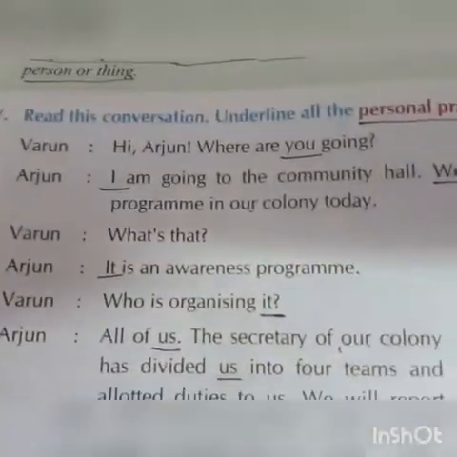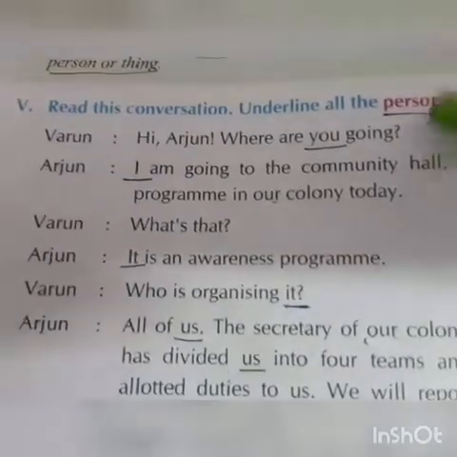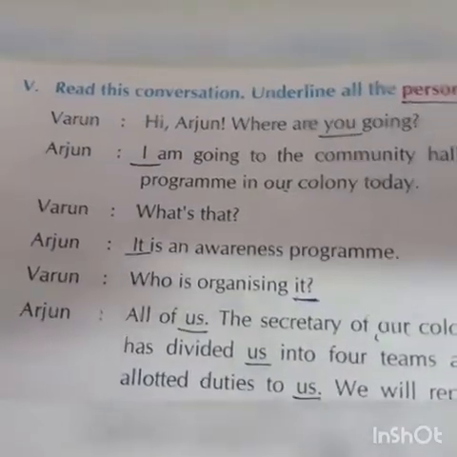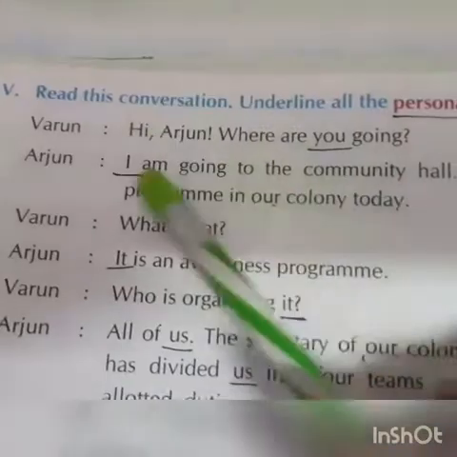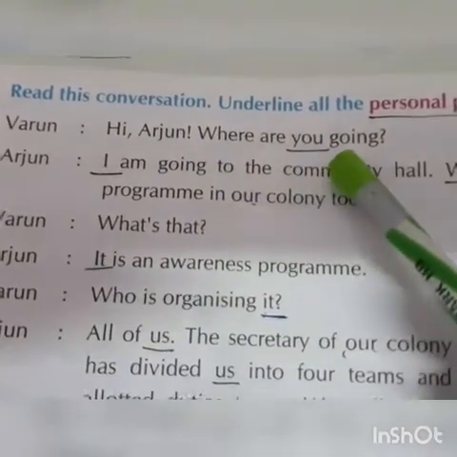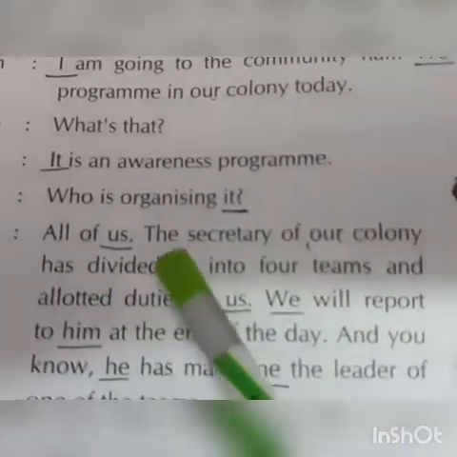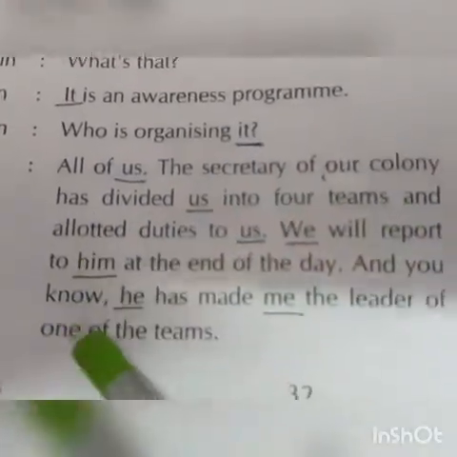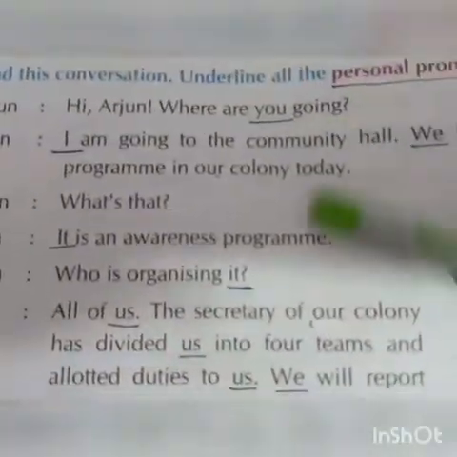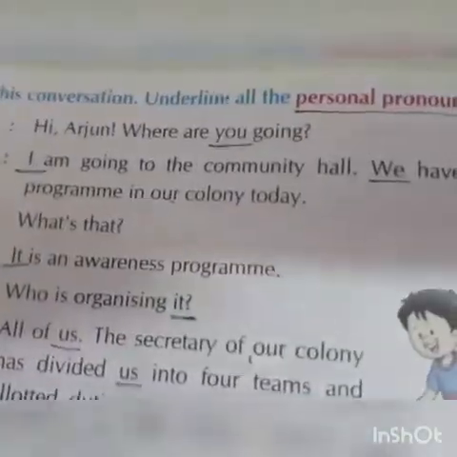Now, first we'll find out the personal pronouns in this conversation only. The later part on the next page we'll do later. Now, first is where are you going? So you is your personal pronoun, I is your personal pronoun, then we, then it, then it is an awareness. Again, it is there, here us is there, then us, we, him, he, and we. These are all the personal pronouns in the first part of the conversation.